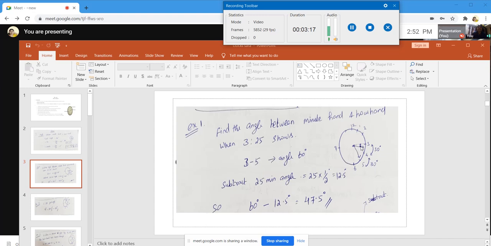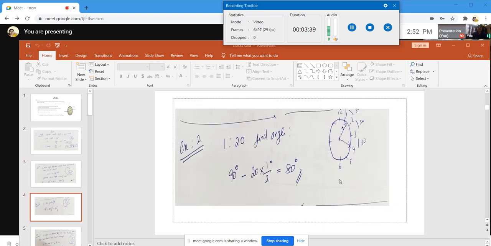So that angle is nothing but 25 minutes. Okay, so for 25 minutes you subtract 25 into half degree, because you know that 1 minute is equal to half a degree. So 25 minutes is 12.5 degrees. So the total angle is 60 degrees minus 12.5 degrees, and your answer is 47.5 degrees. So this is a type of problem.